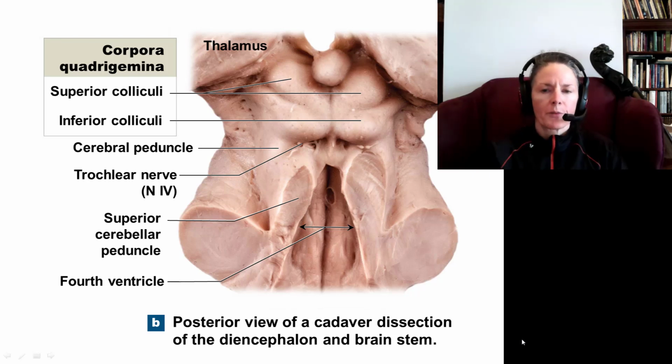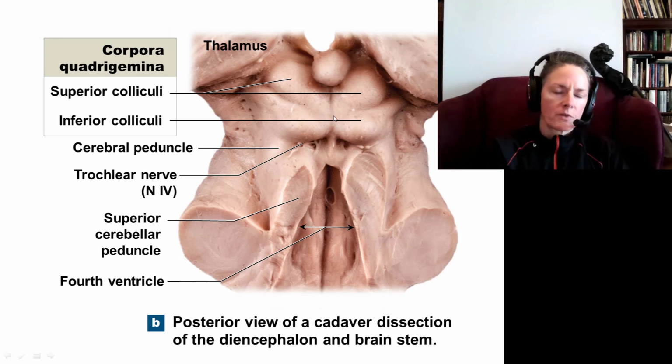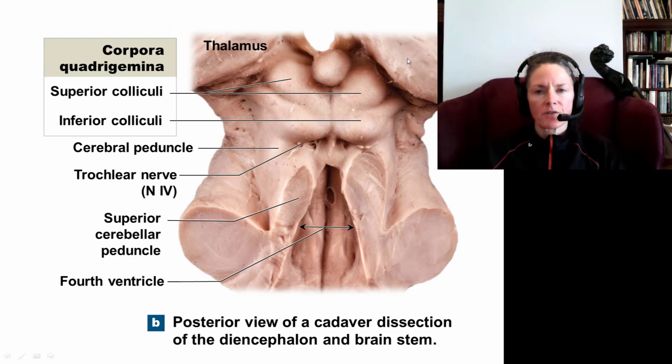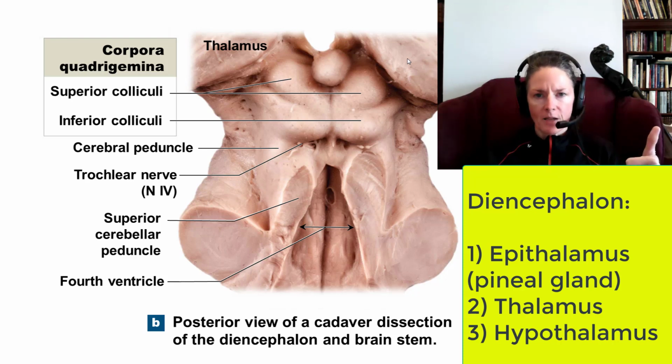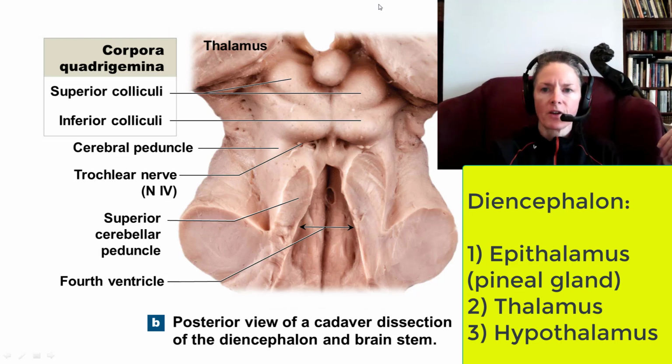Now we are going to move up from the brainstem structures, the most superior of which is going to be our midbrain, and we're going to move up into the structures of the diencephalon. And the diencephalon is comprised of three structures. We have the pineal gland, which is part of the epithalamus. We have the thalamus, which has two thalamic halves, segregated by the third ventricle.